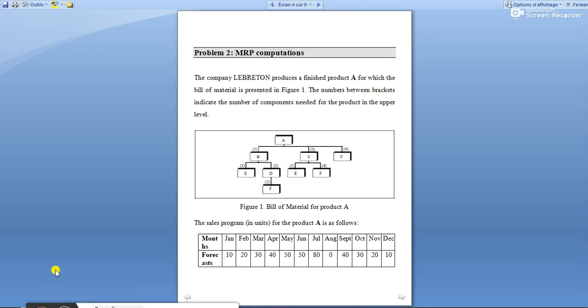Hello everyone, in this video I'm going to explain problem 2 in the MRP chapter. You already have the solution, but I figured you could use some further explanation. Okay, so problem 2 is about MRP computations.